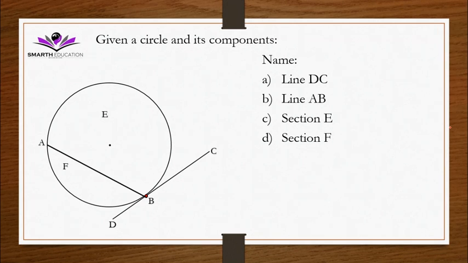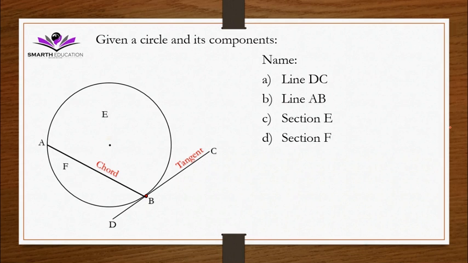Welcome back. Did you manage to name line DC? Line DC is the tangent. What about line AB? From circumference to circumference, it is the chord. Today we're going to be looking at an angle formed by the tangent and the chord.